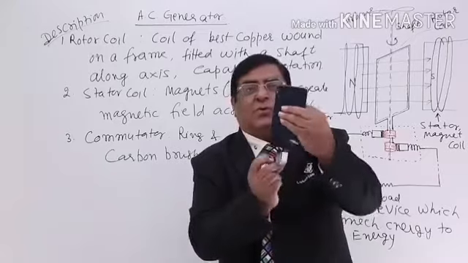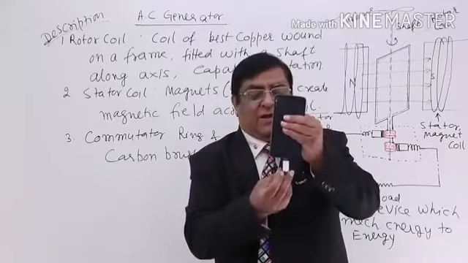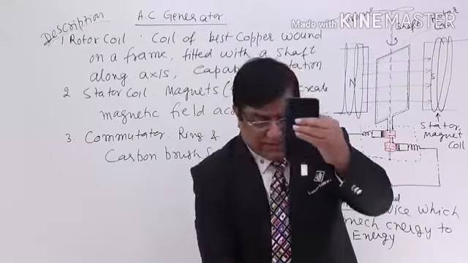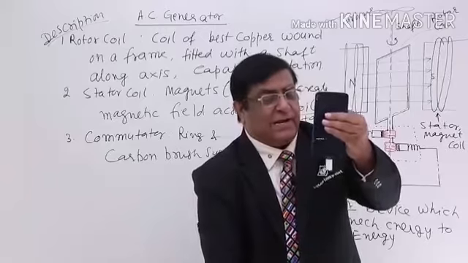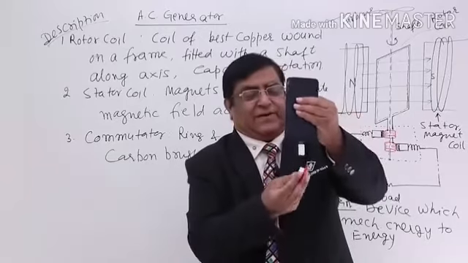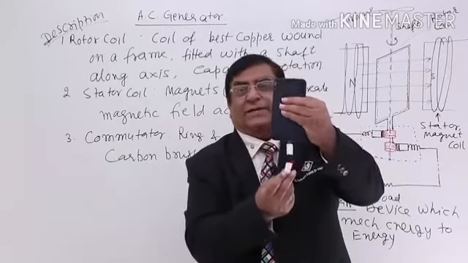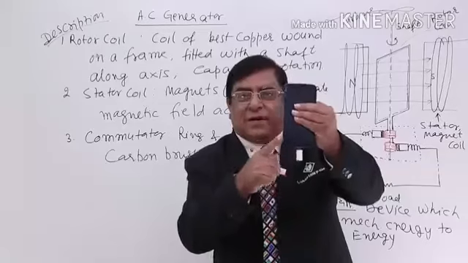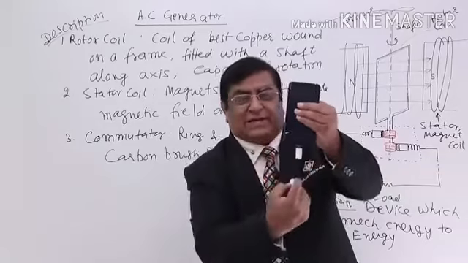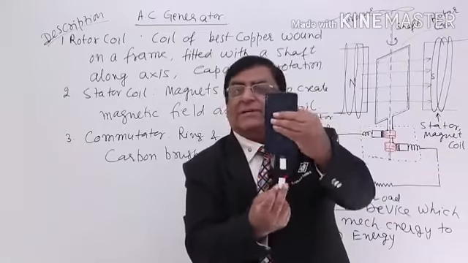Is anything broken? No. A ring can rotate very well. So here the rings are rotating like this. This is one ring, and here is the second ring. Both the rings are rotating. This has got one terminal of the coil, this has got the second terminal of the coil. These are rotating like this.